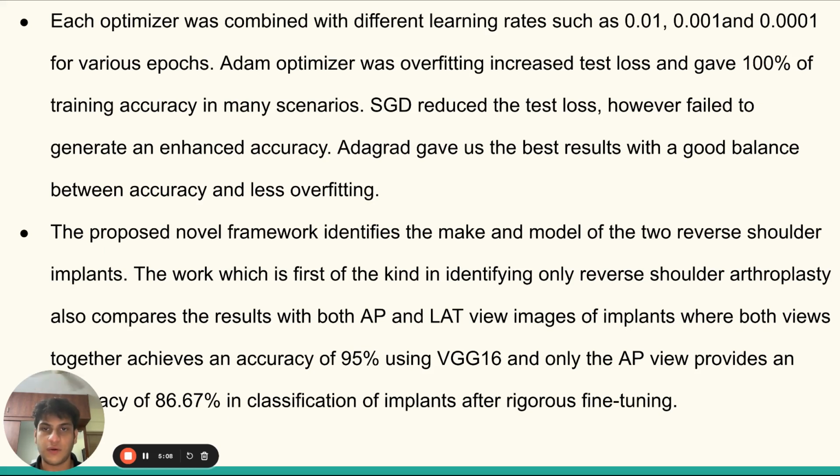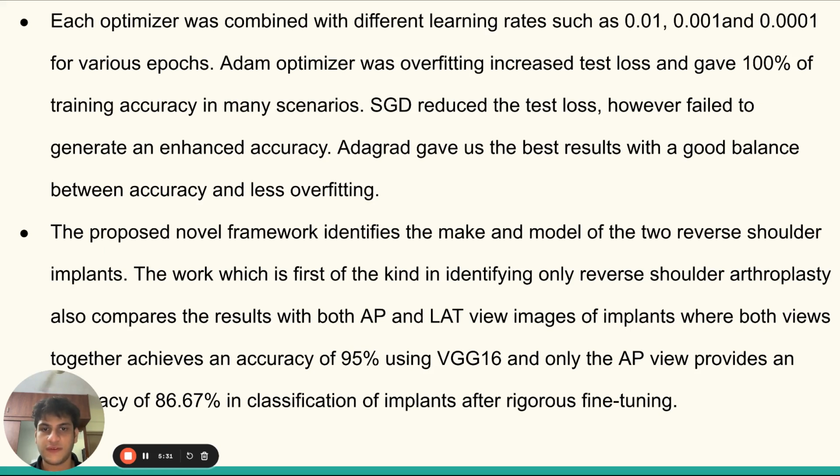After this, we found out that the Adam optimizer was overfitting. It was performing well on the training dataset, but it had increased test loss. SGD, while it reduced the test loss, failed to enhance accuracy. Ultimately, Adagrad gave us the best results with a good balance between accuracy and less overfitting.